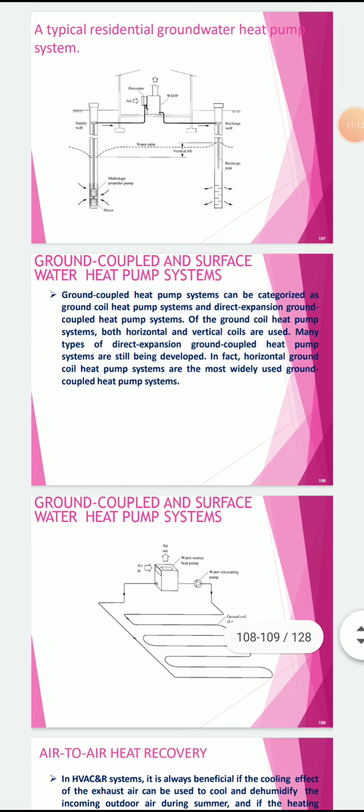Ground coupled and surface water heat pump systems. Ground coupled heat pump systems can be categorized as ground coil heat pump systems and direct expansion ground coupled heat pump systems. Of the ground coil heat pump systems, both horizontal and vertical coils are used. Many types of direct expansion ground coupled heat pump systems are still being developed. In fact, horizontal ground coil heat pump systems are the most widely used ground coupled heat pump systems.